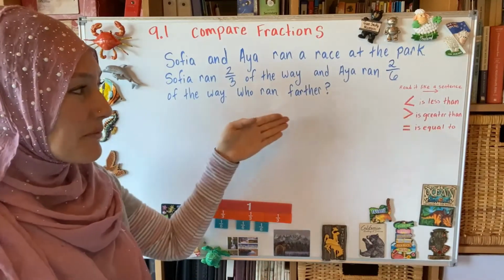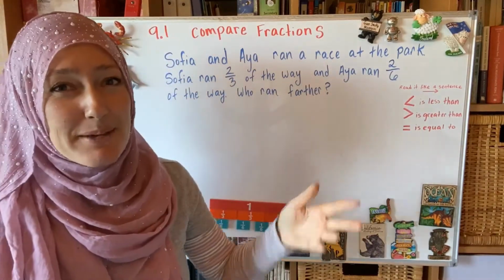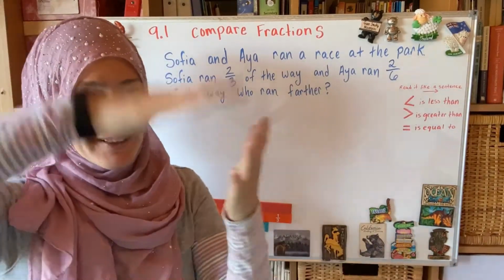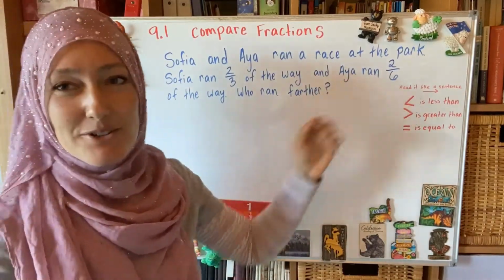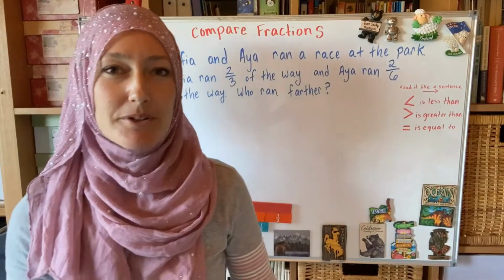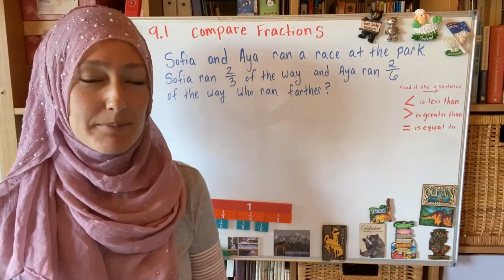This symbol, if I read it in the same direction, I'm coming to the open side first. If you think of the alligator mouth, the open side is going to be like eating the number that's greater, so you would read this as greater than, and then this is our equal symbol. So first, just understanding by modeling what it looks like to compare fractions.